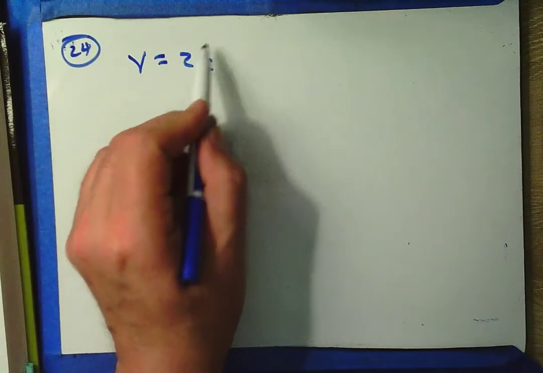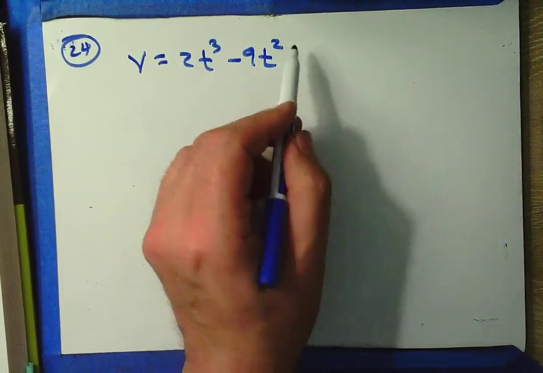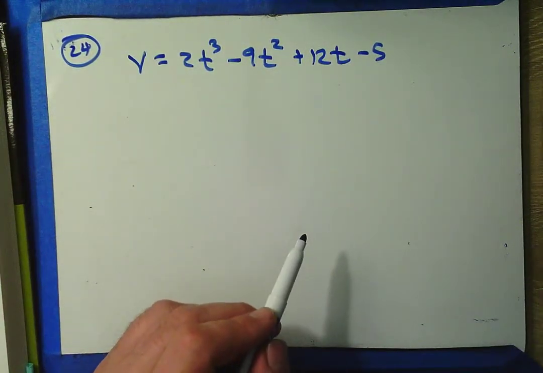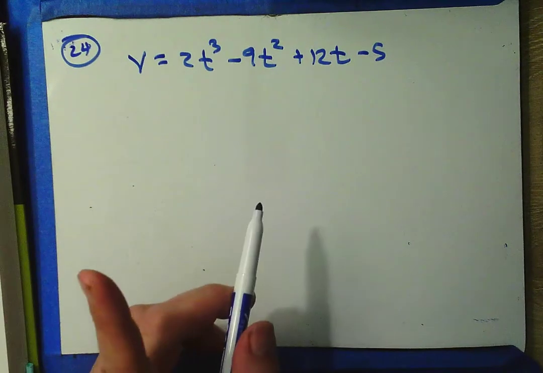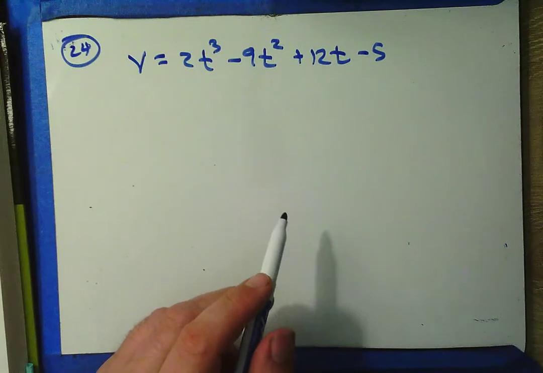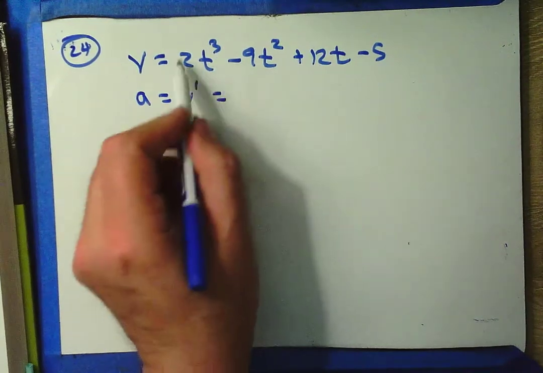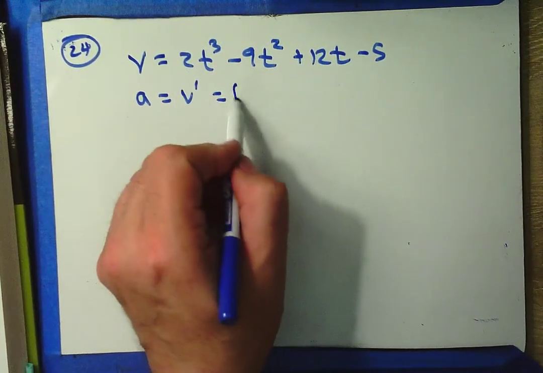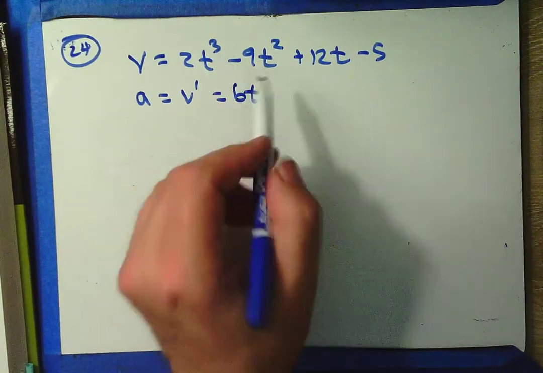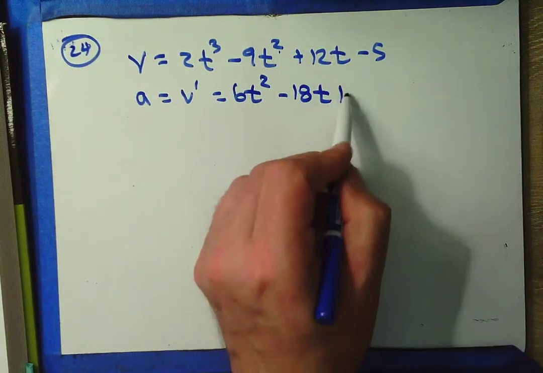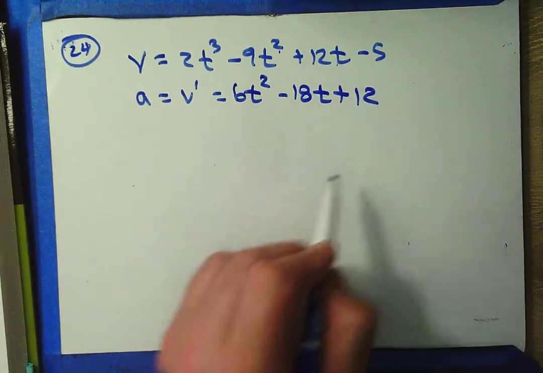24. The body's velocity is given by v equals 2t to the third minus 9t squared plus 12t minus 5. And then they say find the body's speed, not velocity, speed, each time acceleration is equal to 0. Well, we know that a of t is v prime of t, and so we want to take the derivative of this. We'll bring down the 3, and then we'll subtract 1. We'll bring down the 2, and subtract 1, and the derivative of 12t is 12.